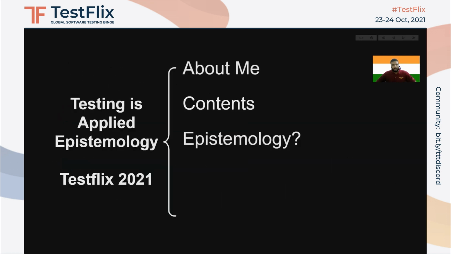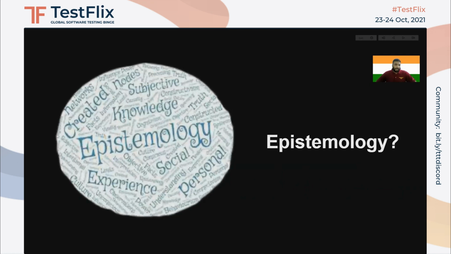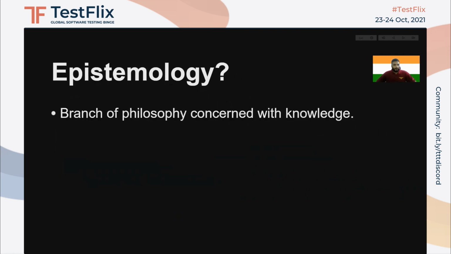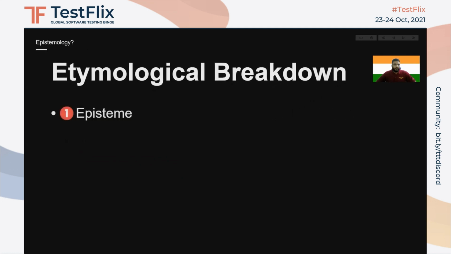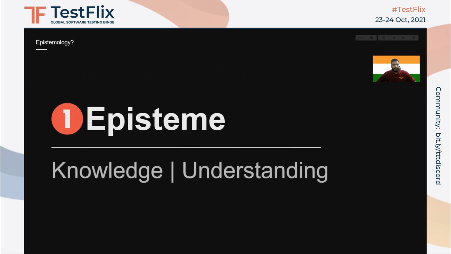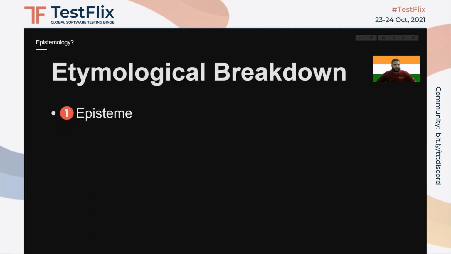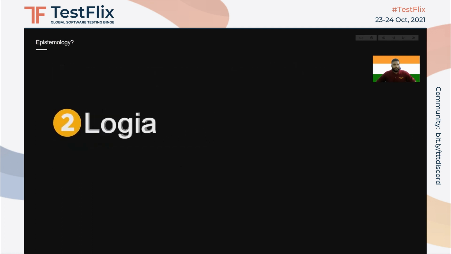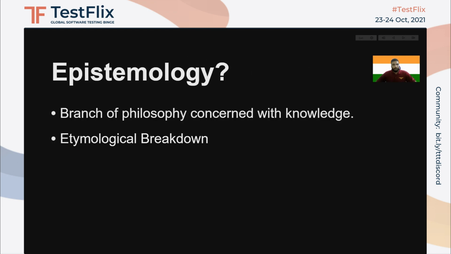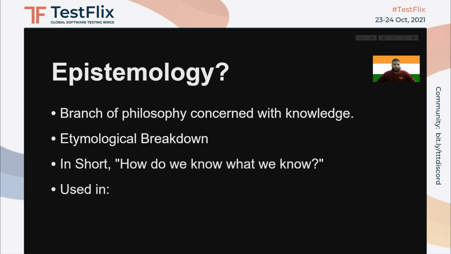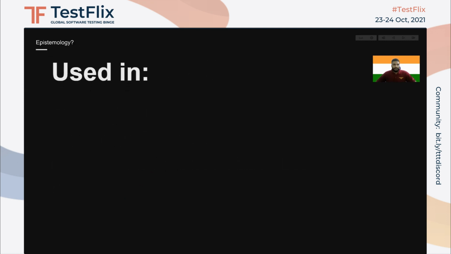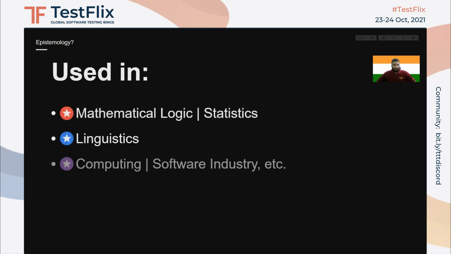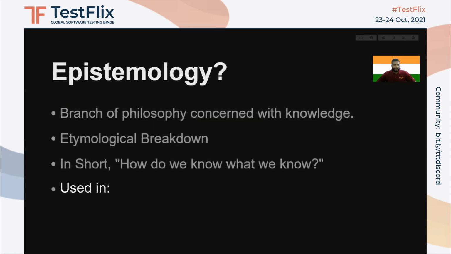So let's talk about epistemology. Epistemology is the branch of philosophy concerned with knowledge. It is made up of two Greek words. One, episteme, which means knowledge or understanding, and second is logia, which means science or study. So in short, epistemology helps us to answer a very fundamental question, that how do we know that we know? And it is used in various fields like mathematics, linguistics, software, etc.